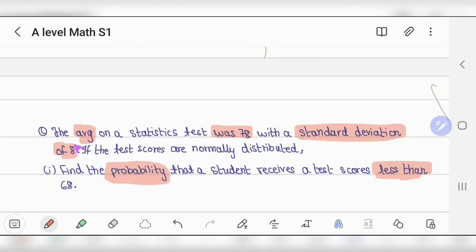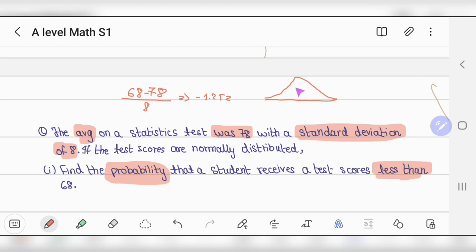Okay, so we have another question. The average on a statistics test was 78. So this is the mean, with a standard deviation of 8. If the test scores are normally distributed, find the probability that a student receives a test score less than 68. So you just take 68 minus the mean 78, divided by the standard deviation, and you will get minus 1.25 z.